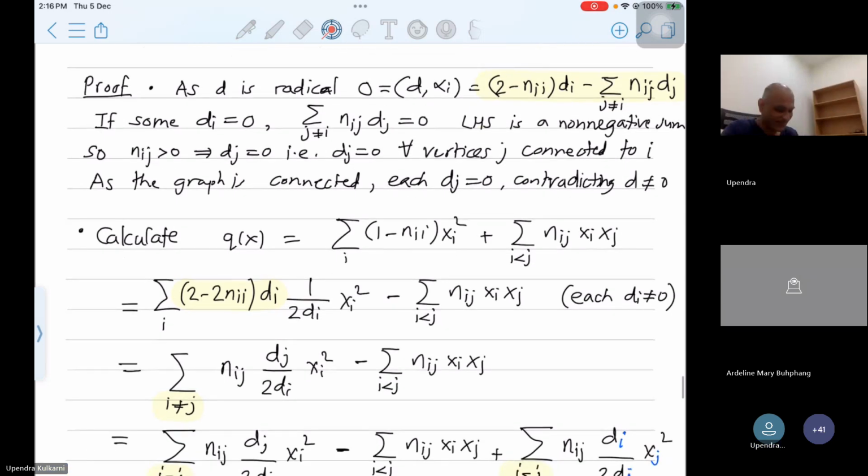Now we follow a clever calculation. Excuse me, shouldn't that second one be minus? Shouldn't that be minus before n_ij in the second sum? Yeah, you're absolutely right. That was a mistake.